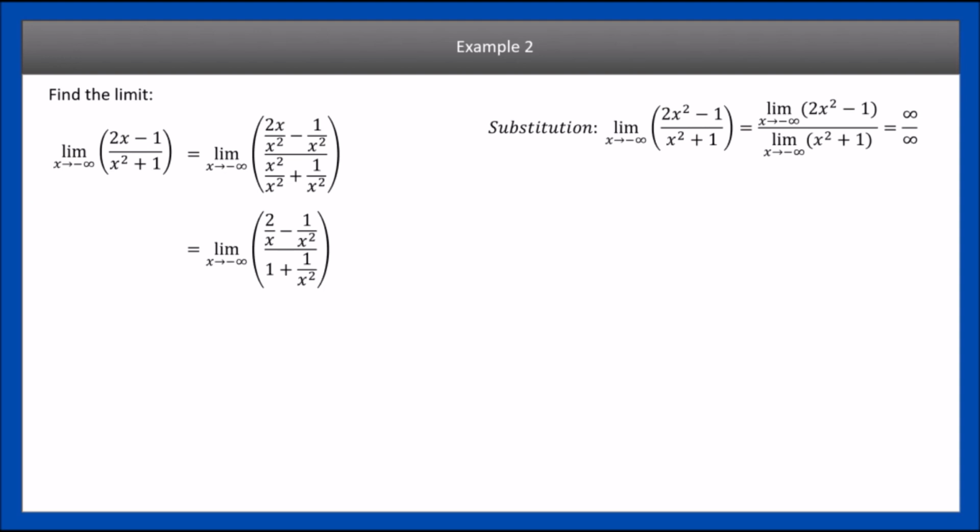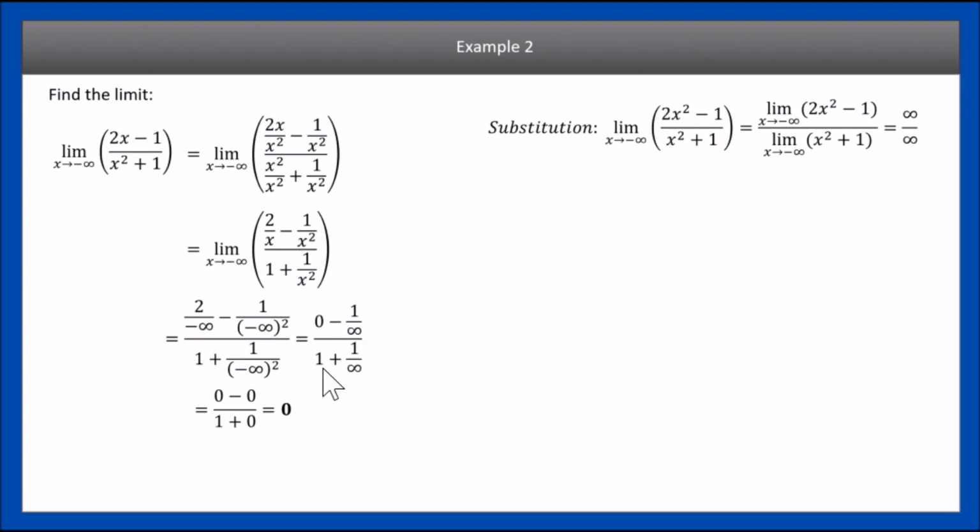Next we're going to take the limit at negative infinity. If we plug negative infinity into x, we have a constant over infinity, which turns into 0. We have a negative infinity squared, but a negative squared is a positive, so that leaves us with 1 over infinity. In any case, a constant over infinity is 0. So these 1 over infinities actually go away. We have 0 minus 0 on the top and 1 plus 0 on the bottom. So overall, the limit is 0.